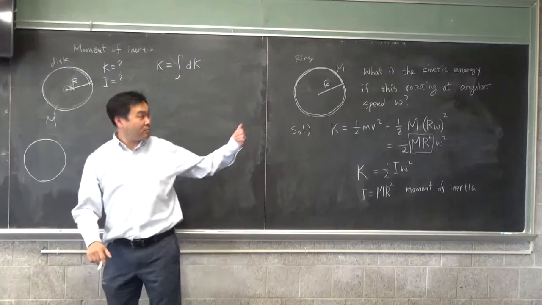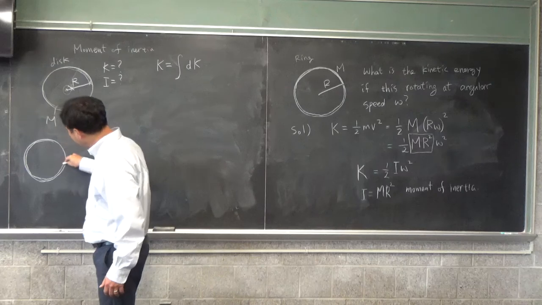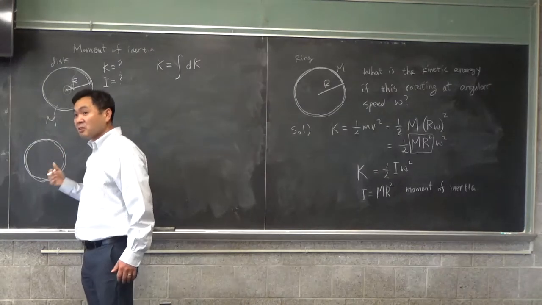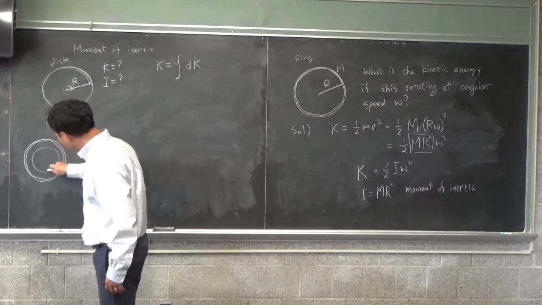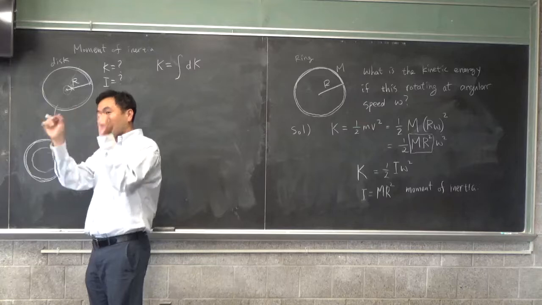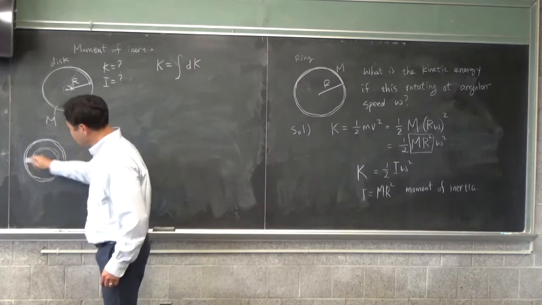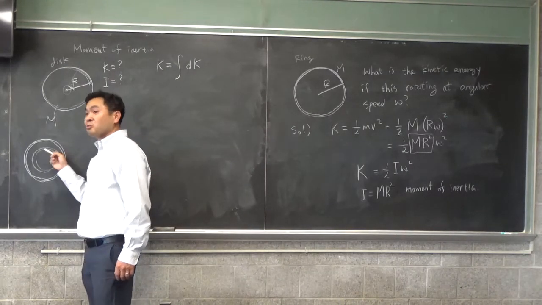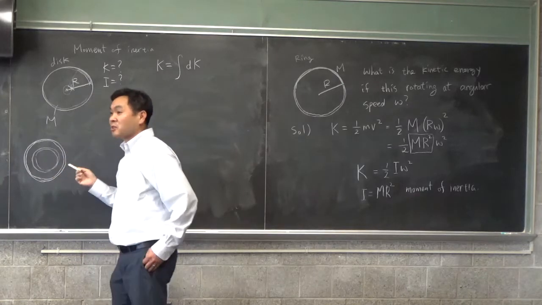The choice of dK is like this. We already figured out that on the same ring, they have the same velocity. So it's easy to figure out the kinetic energy if you divide this into concentric rings. So you divide this into very, very thin rings, like that, a lot of them, and then find the kinetic energy for each one of them, and then add them up. It will give you the total kinetic energy.